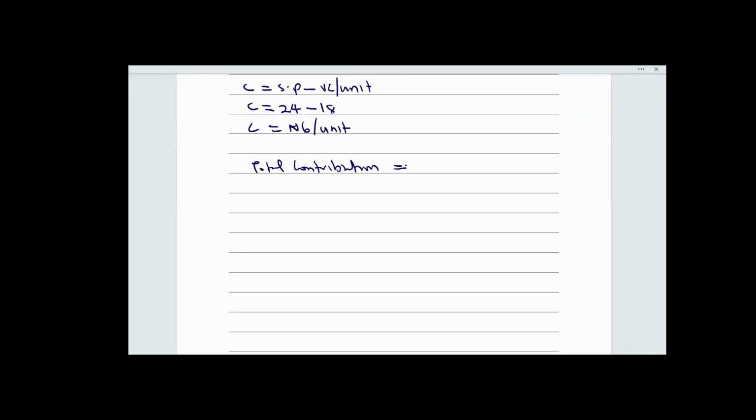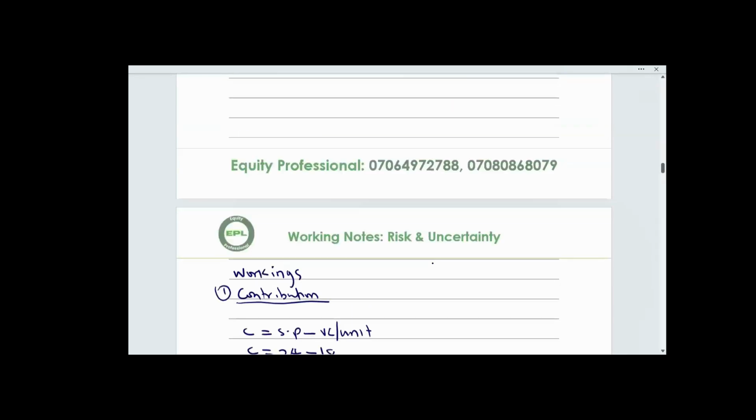Total contribution will then be equal to the number of units. We are told that 240,000 units will be produced. So the units produced is the same thing as units sold, multiplied by a contribution of 6 naira. When you multiply, 240,000 multiplied by 6 should give you 1,440,000.